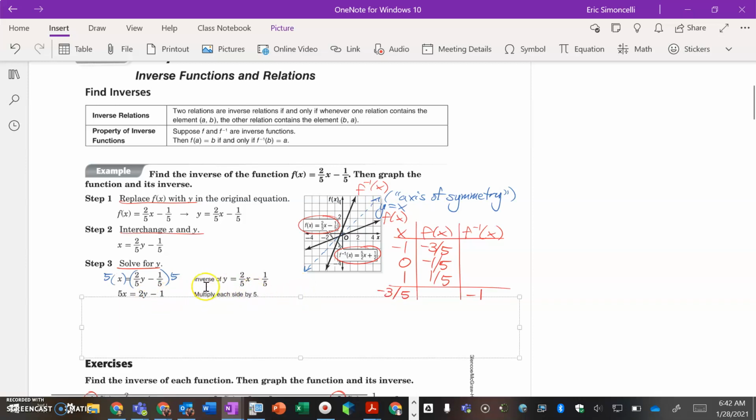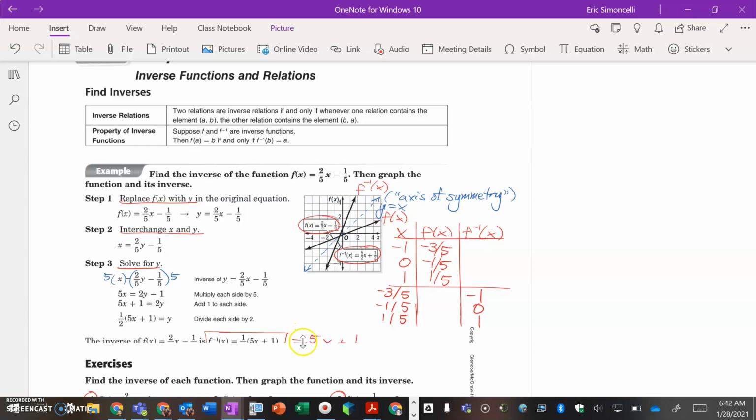It does say multiply each side by 5, which is what I did. And then, as you can see, of course, add 1 to both sides. So here you go, 5x plus 1 equals 2y. And then divide both sides by 2. So 1/2 times the quantity 5x plus 1.